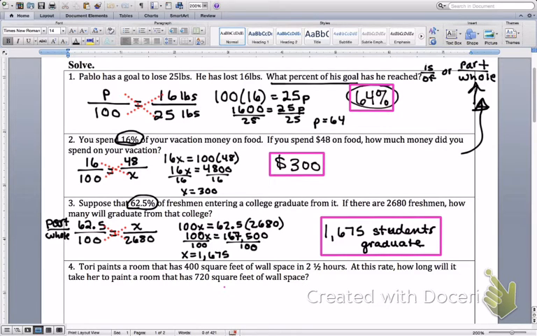Part over whole. All right, Tori paints a room that has 400 square feet of wall space in 2.5 hours. At this rate, how long will it take her to paint a room that has 720 square feet of wall space? This is our proportion problem from topic 1. We have 400 feet squared, and it takes her 2.5 hours. Because we have feet over hours, we need feet over hours, so 720 feet squared over h hours.